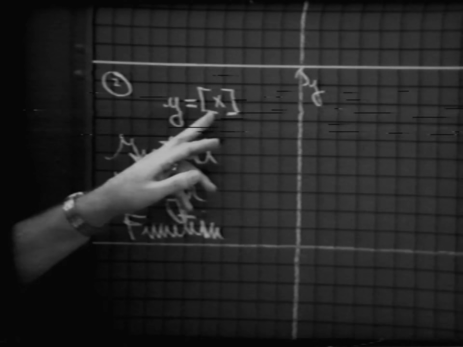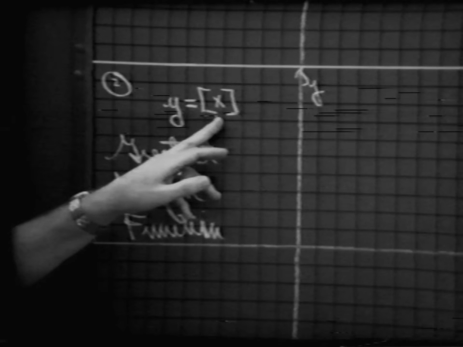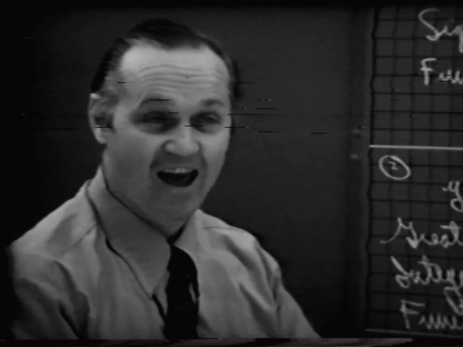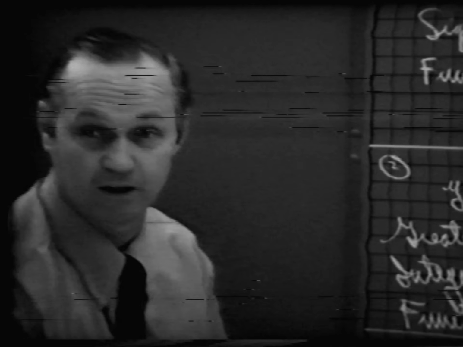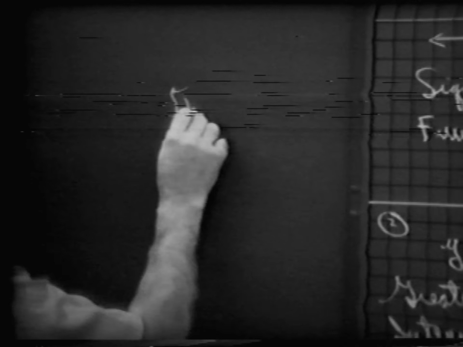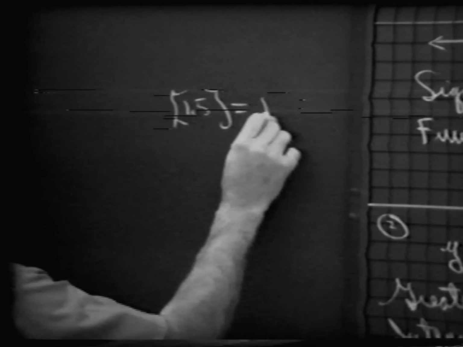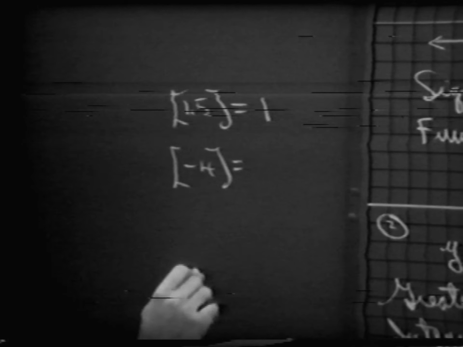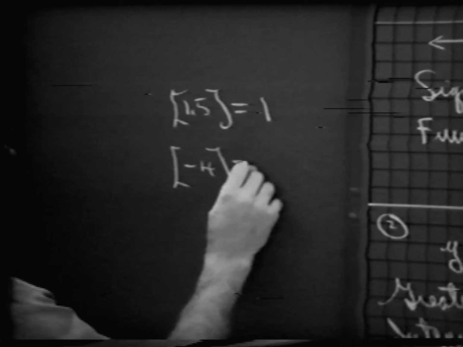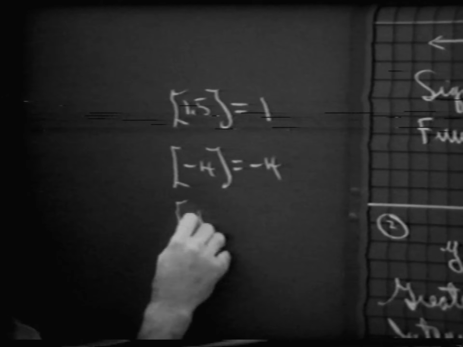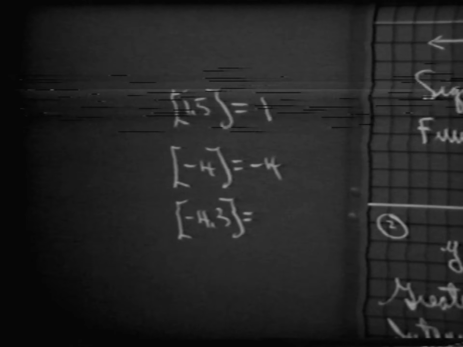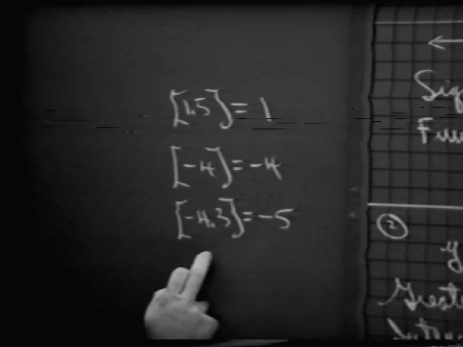All right, for example, suppose we have here x is 1.5. I want that greatest integer which is less than or equal to 1.5, and of course it's going to be equal to, Brenda? 1. So the greatest integer of 1.5 is equal to 1. What's the greatest integer of negative 4 equal to? Dick? Negative 4. What then is the greatest integer of negative 4.3? Doug? Negative 5. Does everybody appreciate that?